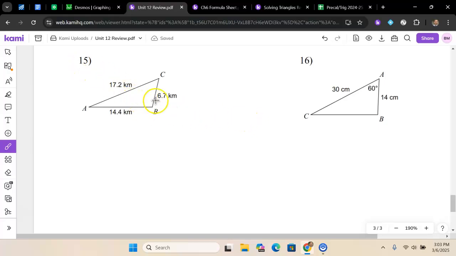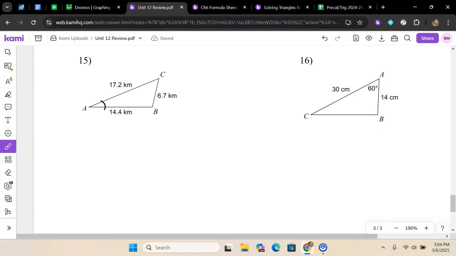On 15, the question would be, can I use law of sines? Well, the law of sines requires me to know one of the angles and the side length across from it. And if you look at 15, I don't have any of the angles. So I cannot do law of sines. I have to do law of cosines. When you do law of cosines, you can pick whichever angle you want to start with. So we're going to look at angle A.